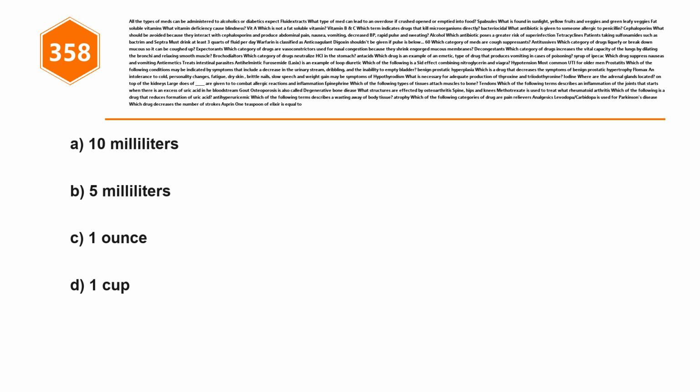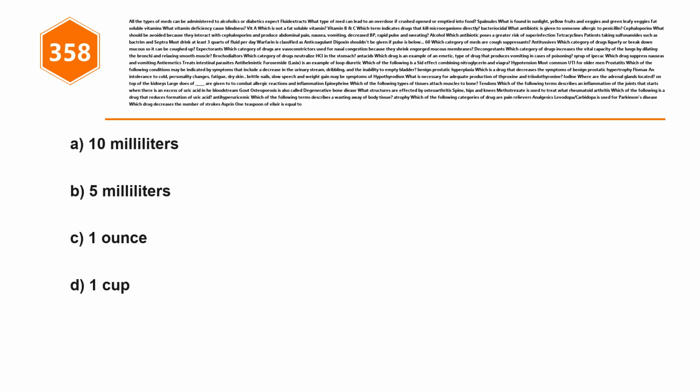What antibiotic is given to someone allergic to penicillin? Cephalosporins. What should be avoided because it interacts with cephalosporins and produces abdominal pain, nausea, vomiting, decreased BP, rapid pulse and sweating? Alcohol. Which antibiotic poses a greater risk of superinfection? Tetracyclines. Patients taking sulfonamides such as Bactrim and Septra must drink at least 3 quarts of fluid per day. Warfarin is classified as an anticoagulant.